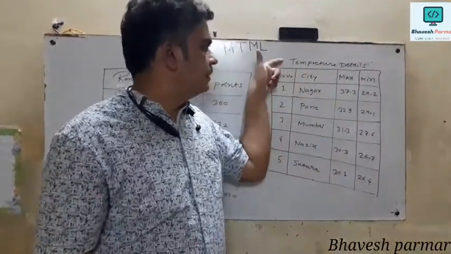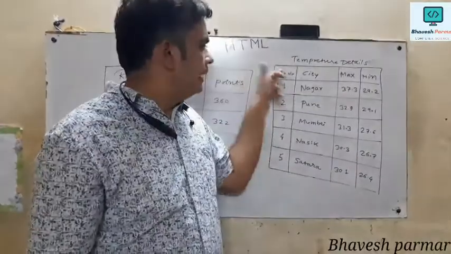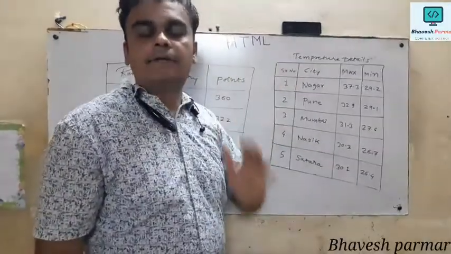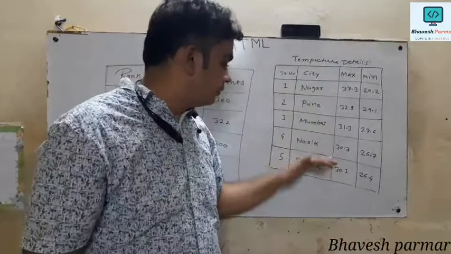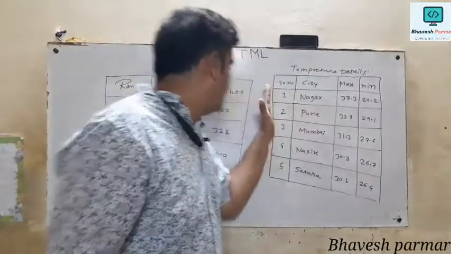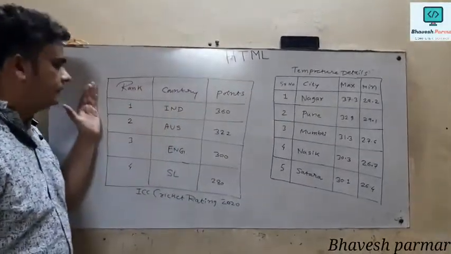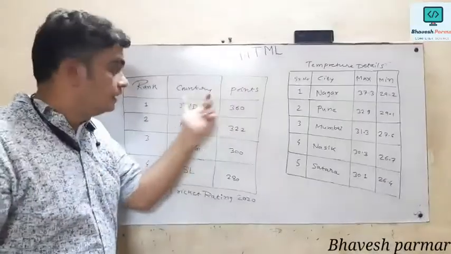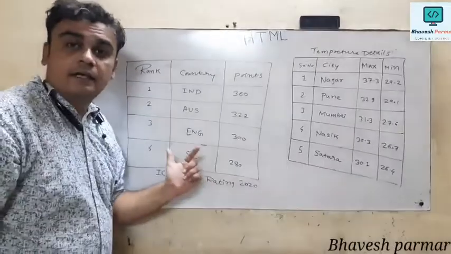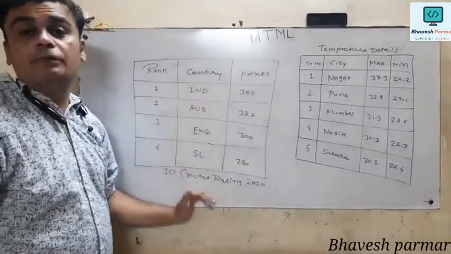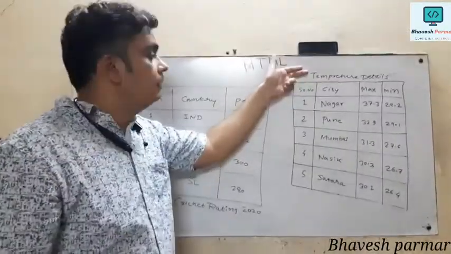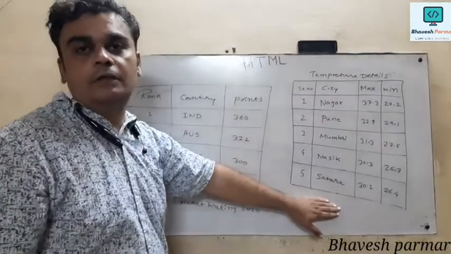In this first table, temperature details are there, and there are 4 columns. You have to use the caption tag with the align attribute top, and this is the basic information that you should cover in your program. This is my first table, and the second assignment table is this one. This table consists of 3 columns, and if you observe this ICC cricket rating 2020, this caption is mentioned below the table. Generally we write it at the topmost position, but as I told you earlier, we can also put it at the bottom of the table.